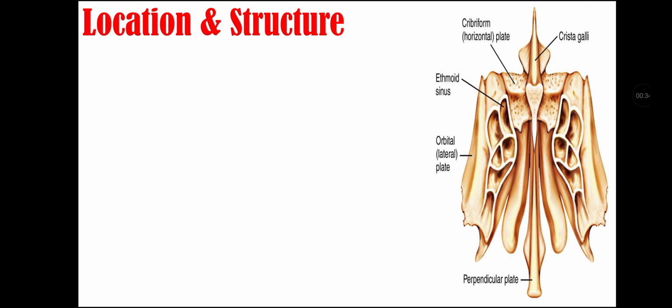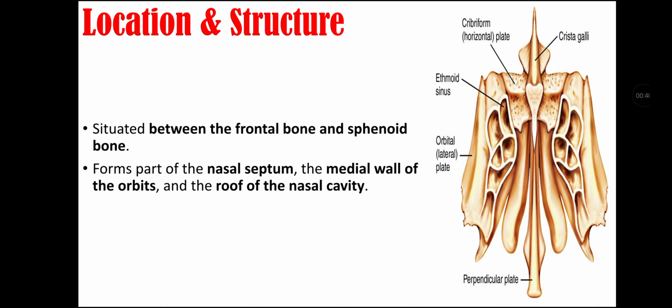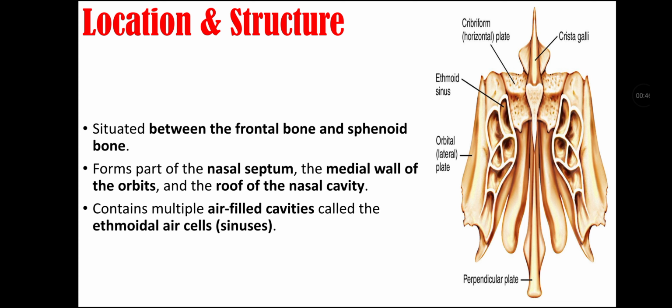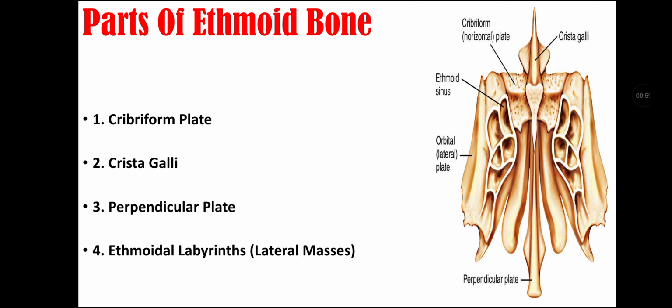Location and structure of ethmoid bone. It is situated between the frontal bone and sphenoid bone. It forms part of nasal septum, the medial wall of orbit and roof of nasal cavity. It contains multiple air-filled cavities that are called the ethmoidal air cells or ethmoidal air sinuses. Parts of ethmoid bone include cribriform plate, crista galli, perpendicular plate, and ethmoidal labyrinth. All of these parts you can see in this diagram very clearly.